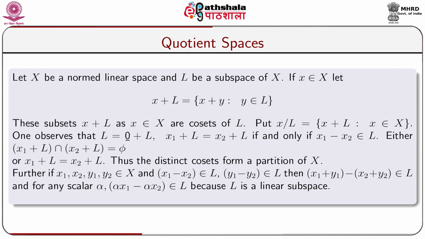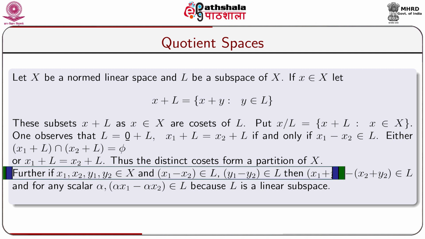Now, x1 plus L is equal to x2 plus L if and only if x1 minus x2 belongs to capital L. So, you can see either x1 plus L intersection x2 plus L is equal to phi, or x1 plus L is equal to x2 plus L. That means, either x1 plus L is equal to x2 plus L, or x1 plus L and x2 plus L are mutually disjoint, and we see that the distinct cosets form a partition of capital X.